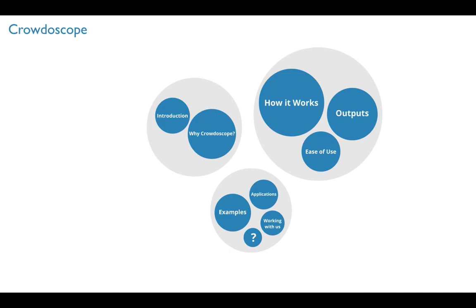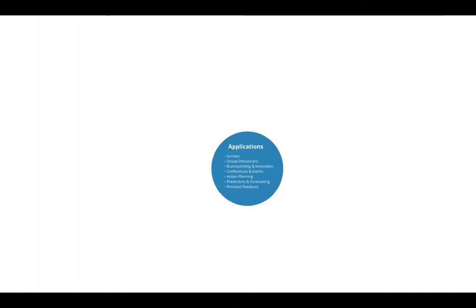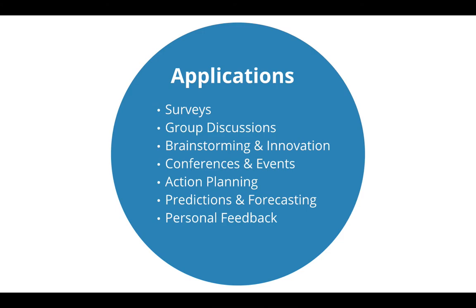Okay, finally, let's just look at how organisations are using Crowdoscope, and it's been fascinating to see the variety of purposes for which organisations have been employing it. For surveys, for group discussions and focus groups, brainstorming and innovation, at conferences and events where you can do this in real time, and it takes 5 or 10 minutes, and it can be much more sophisticated than a lot of the very basic conference polling tools that are out there at the moment. It's very popular for action planning in response to big surveys, for predictions and forecasting, and people are also using it for personal feedback, like a very open and transparent 360-degree feedback exercise.